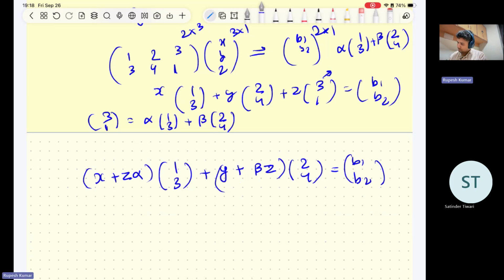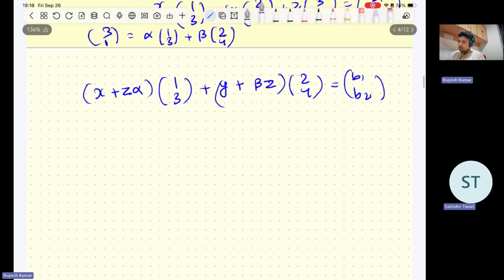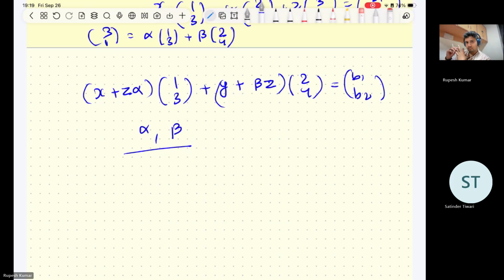Now x, y, z, everything is a scalar. So this will give you x plus z alpha. Basically, we can convert it into RREF form also and clearly see that. What I'm saying is, depending on the choice of alpha and beta, you can have multiple solutions for this equation, right? So it has infinitely many solutions.